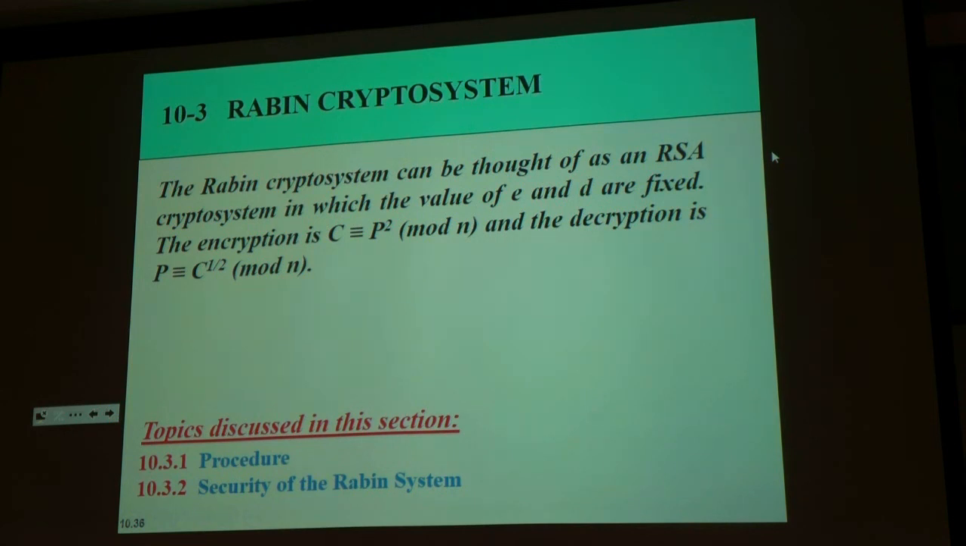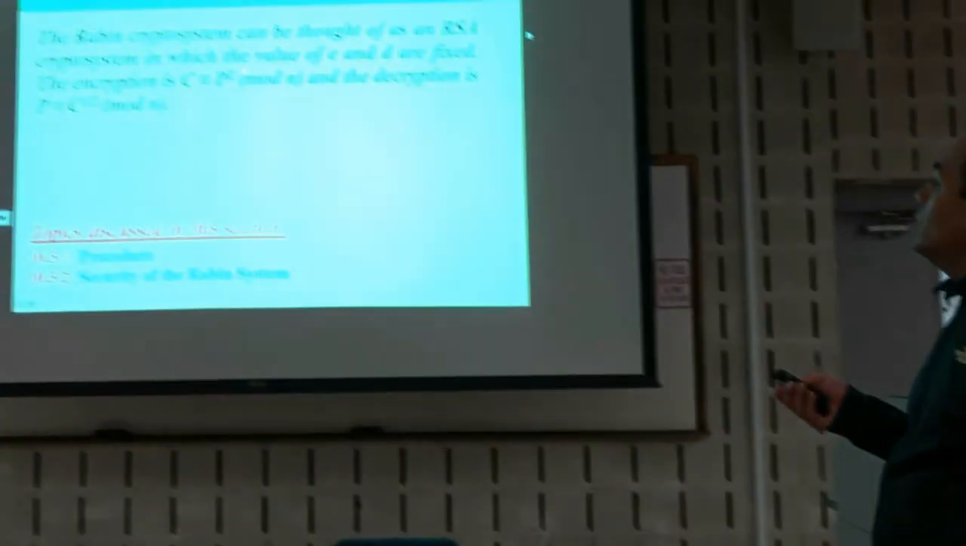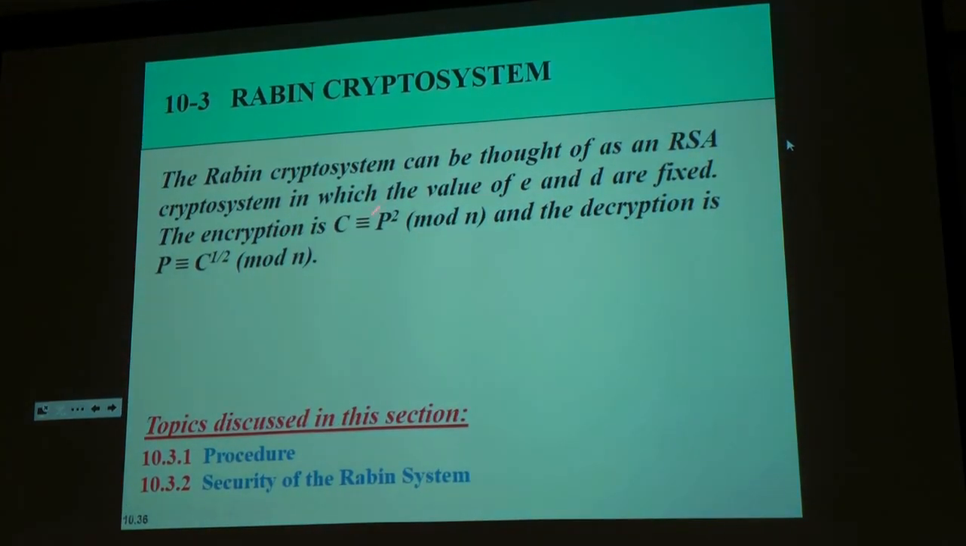RSA is the most common asymmetric system. There are a few others, lightweight ones. Let's take a look at them. That's what we'll cover this time, quickly, how they work. The Rabin crypto system can be thought of as an RSA crypto system in which the values of E and D are fixed. In RSA, we have to choose E and D. In here, they are fixed.